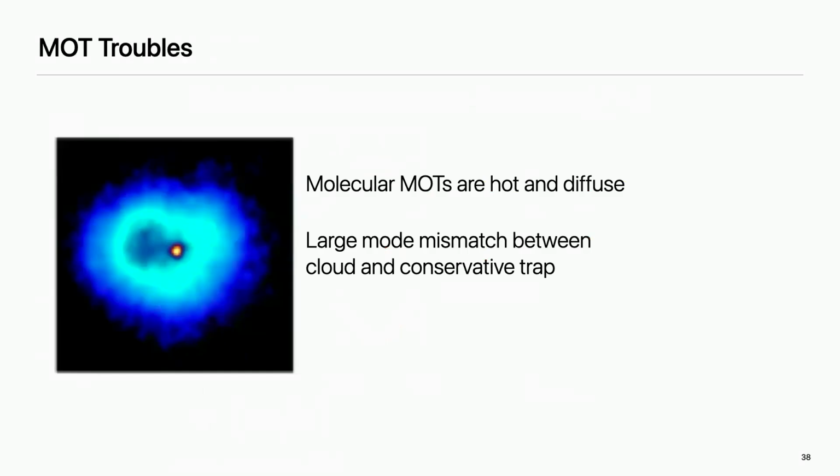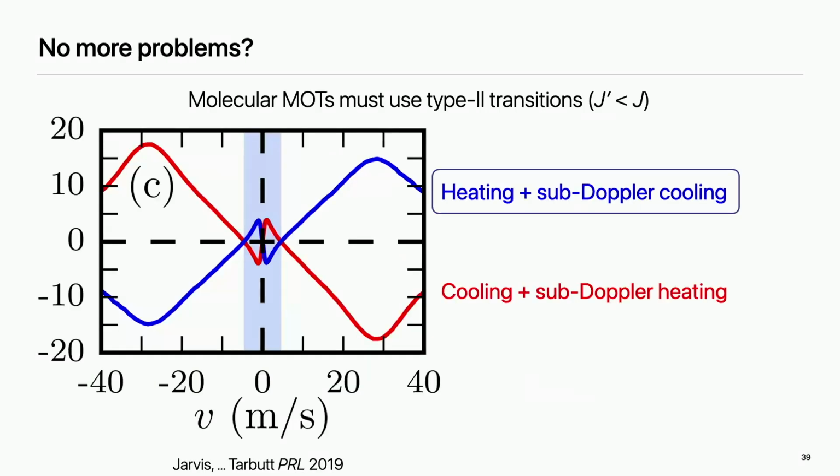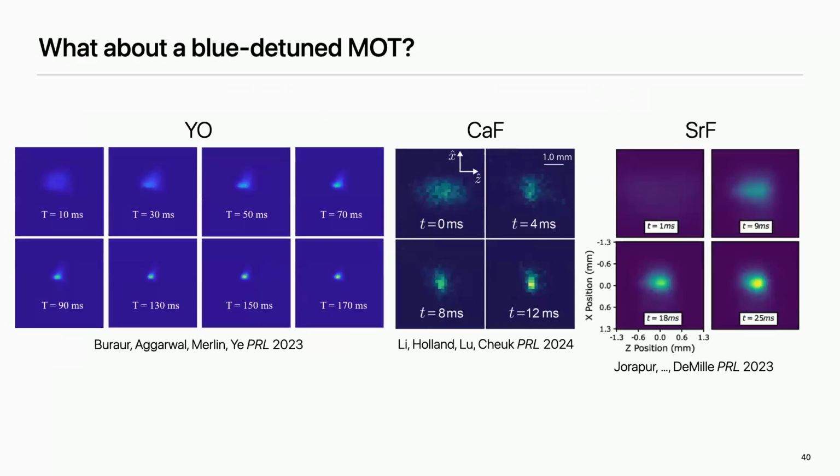But what you can do then is say, well, what if I try to harness the sub-Doppler cooling part of this? After loading my red detuned MOT, once it's equilibrated around this region, I then switch to a blue MOT. People have done this in a variety of species. So this is YO from Boulder, calcium fluoride in Princeton, and strontium fluoride at Chicago.